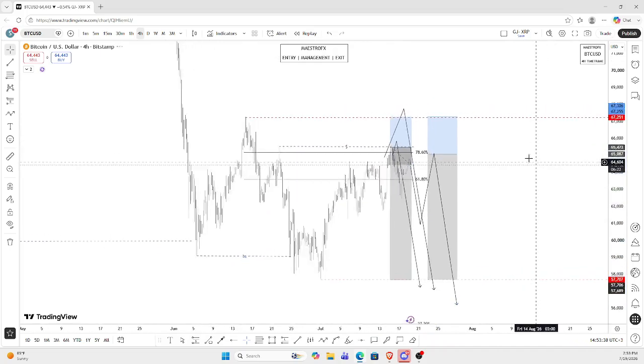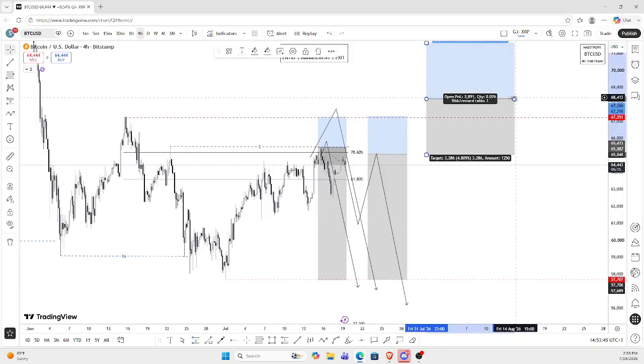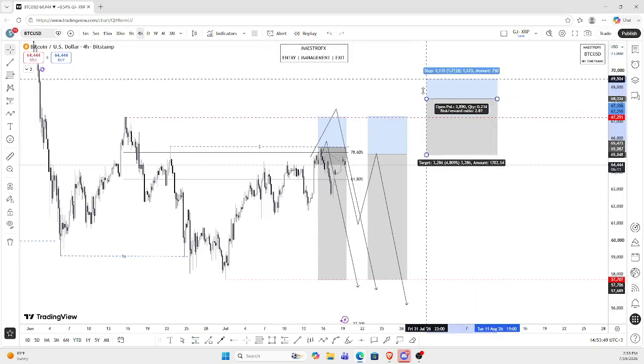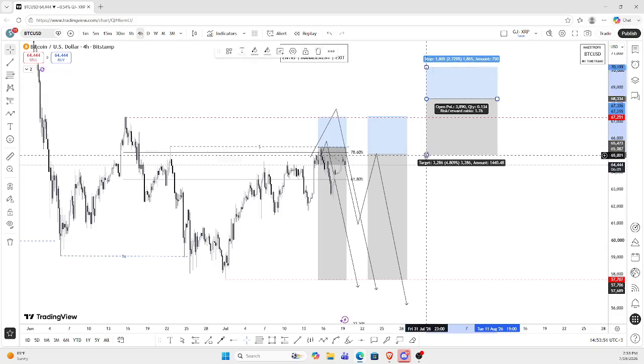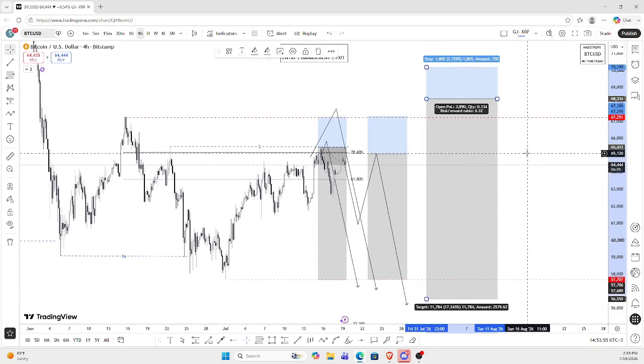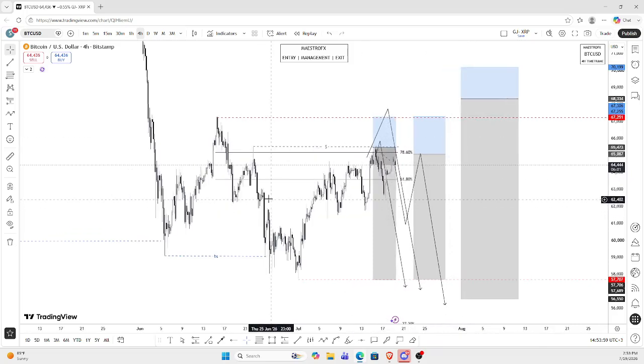And last but not least, once we take out all those sellers and we check them, is when we are going to probably look for those short positions and push the price to around 50,000 levels. And so this is what I'll be looking for on the BTC.